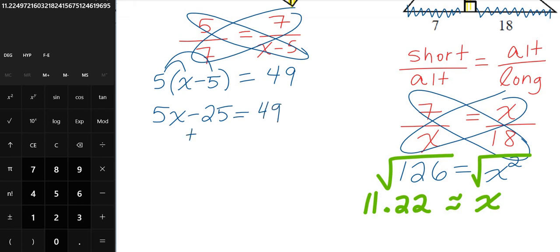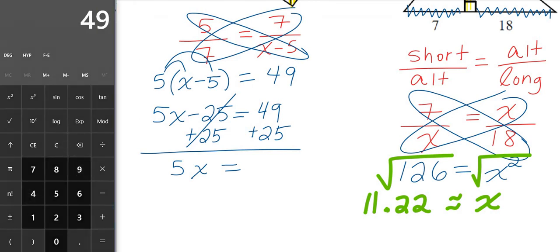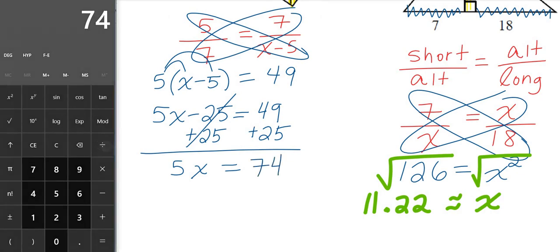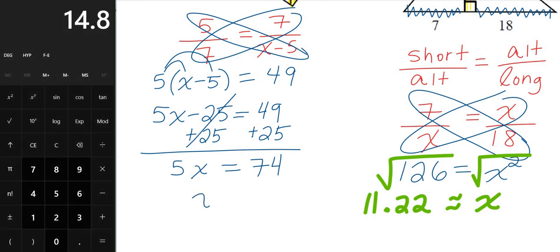Next, I'm going to add 25 to both sides. Those cancel. Now I'm going to have 5x equals, let me go to my calculator, 49 plus 25 equals 74. And lastly, I'm going to divide by 5. So I have x equals 14.8. No need to round. It said round when necessary. If you want, you could throw a 0 on there to show that it is rounded to the nearest hundredth.